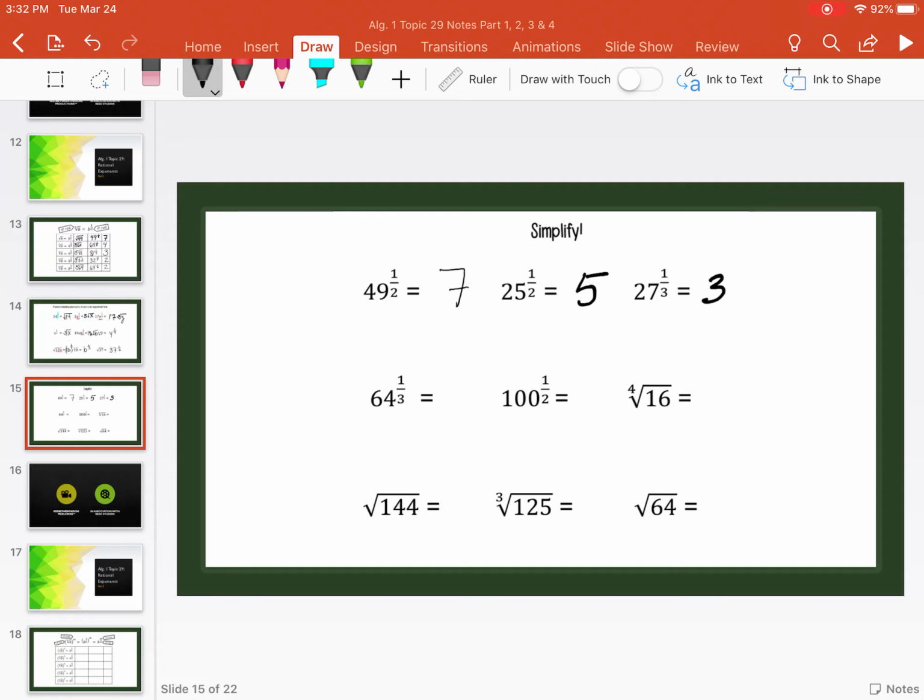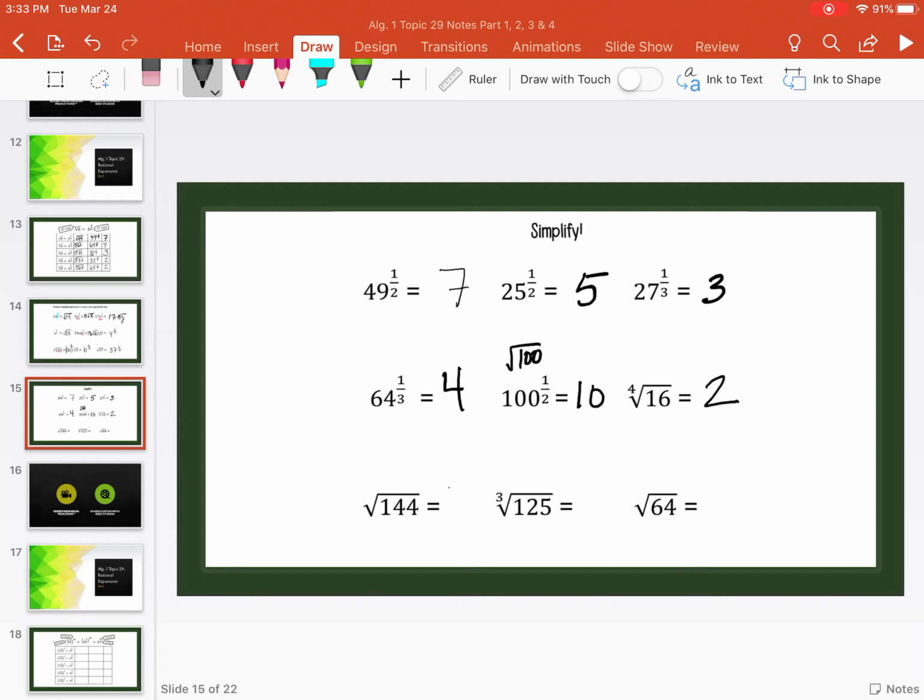That is 3. After a little while, these numbers will start to kind of reappear, and you will get the hang of seeing some of these problems reoccur. 64 to the 1/3. That is the same thing as the cube root of 64, which is 4. 100 to the 1/2. That's the same thing as the square root of 100, which we know is 10. The 4th root of 16. That's a number times itself again, gets you 16, which is 2.